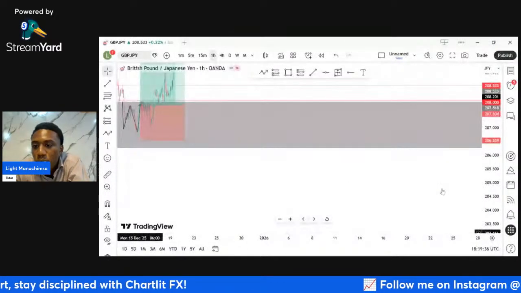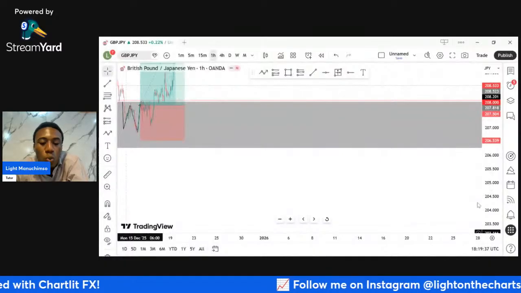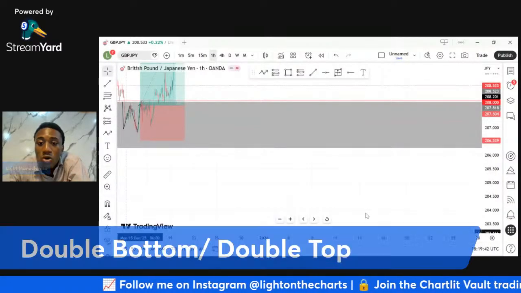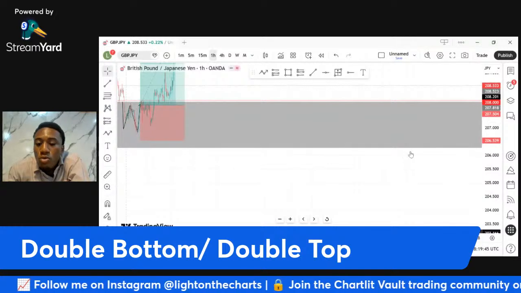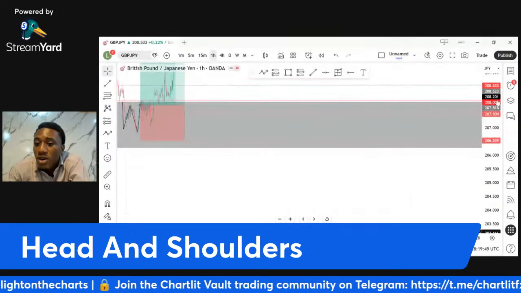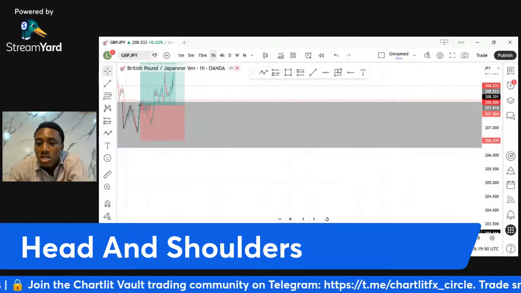But the ones you should be paying attention to, or watching closely for, are the double bottom or the double top, and head and shoulders and reverse head and shoulders.